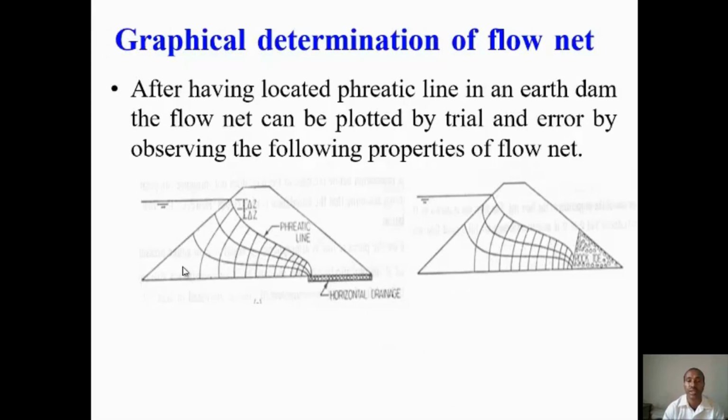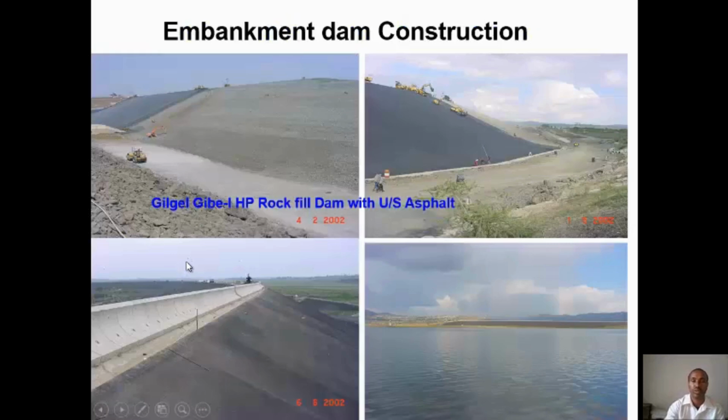After having located the phreatic line in an earth dam, the flow net can be plotted by trial and error by observing the following properties of flow net, which means the level below this phreatic line is all saturated. So you will draw like this. So flow channels and flow equipotential lines. So you have a flow net. Using flow net characteristics, you can find the discharge. So for each flow channel, then you sum up finally to get the total.